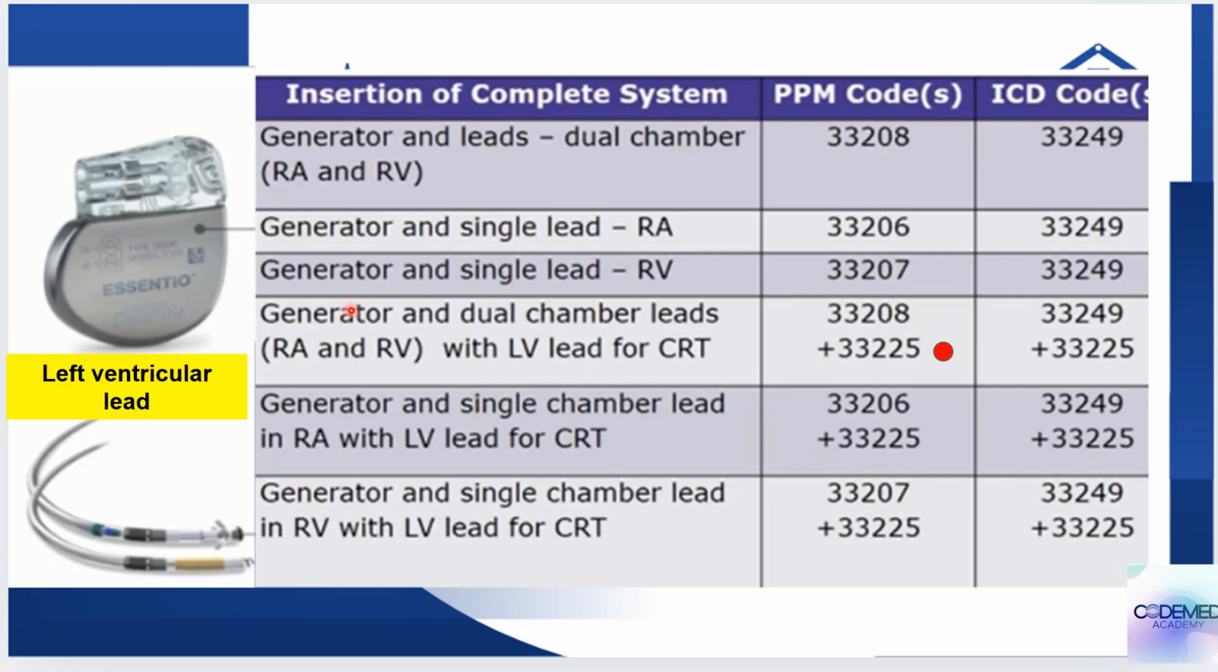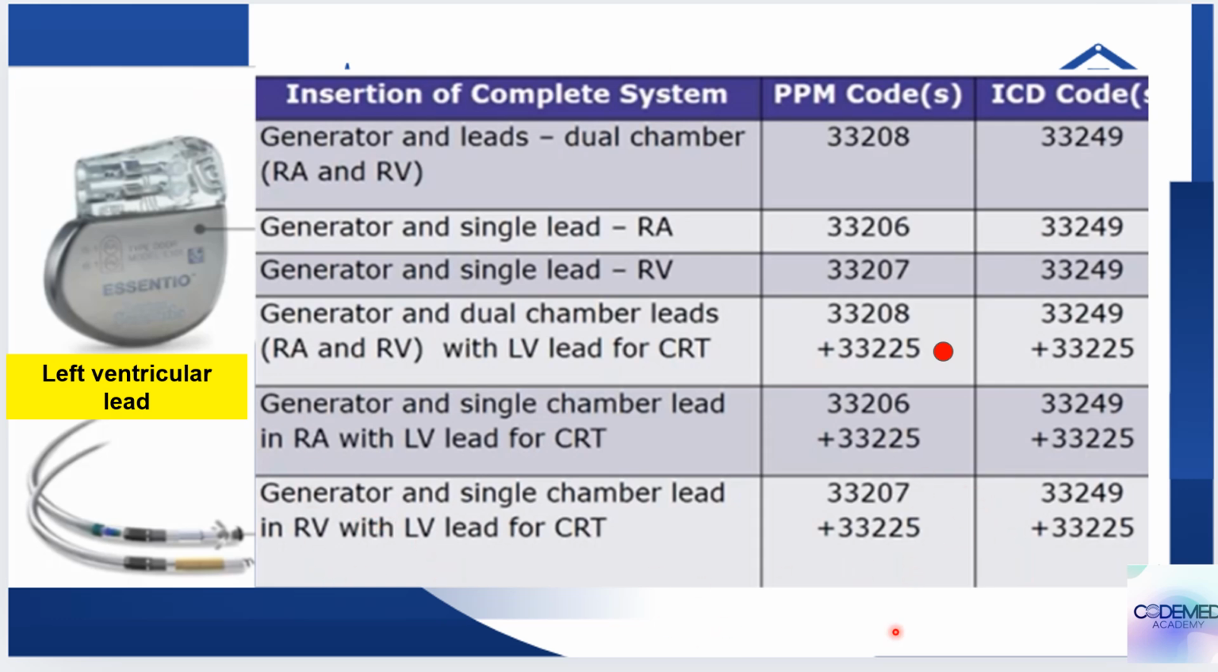Suppose there is a biventricular system, that is, you have two leads in the ventricle and one lead in the atrium. I will code for the dual chamber, that is this code, and for that additional lead which is going into the left ventricle, I will code 33225. And if it is a generator and a single chamber lead with an LV, that is, you have one lead going into the right atrium and the second lead going into the left ventricle, then I will code 33206 and 225. And if it is a right ventricle and a left ventricle, I will code like this.